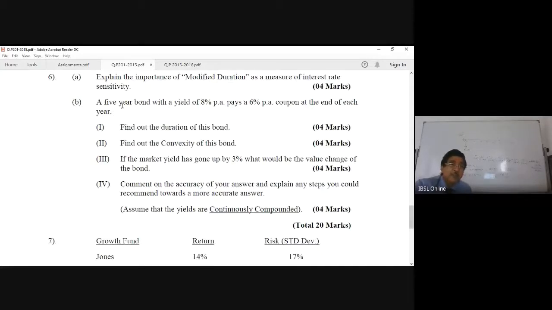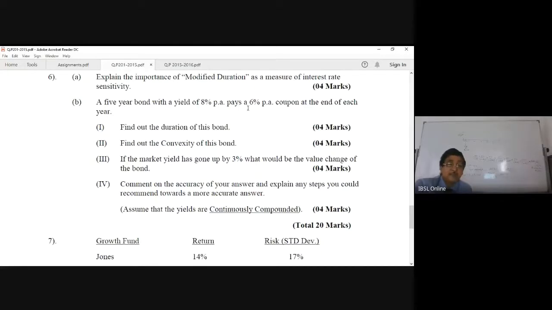Just by reading this, what do you feel? A 5-year bond with a yield of 8% per annum pays a 6% per annum coupon at the end of each year. So what does that mean? It is not a semi-annually paid bond. Its coupons are paid annually. There's no half-yearly business here, all are annual.